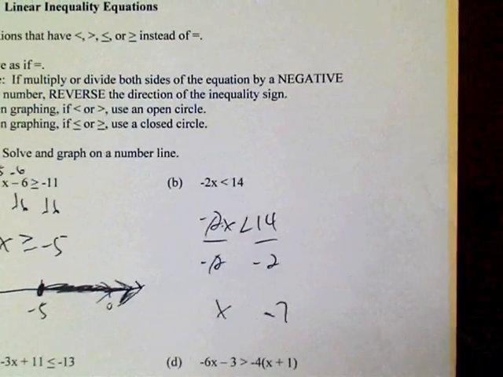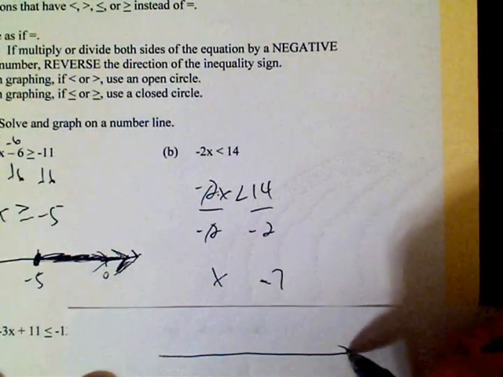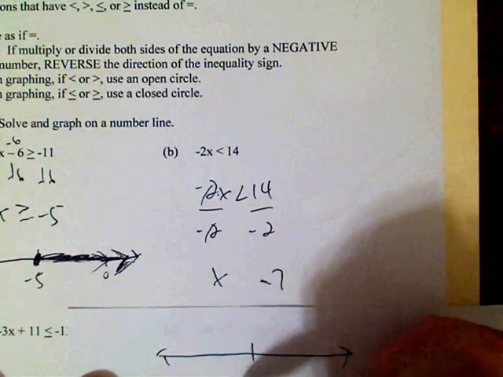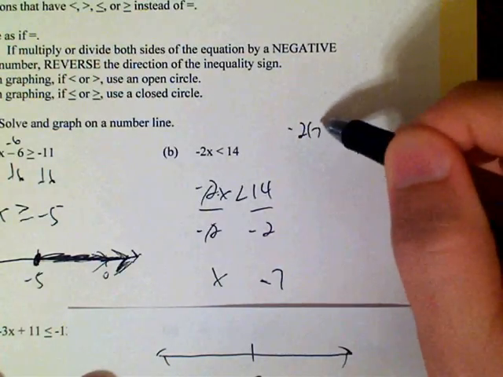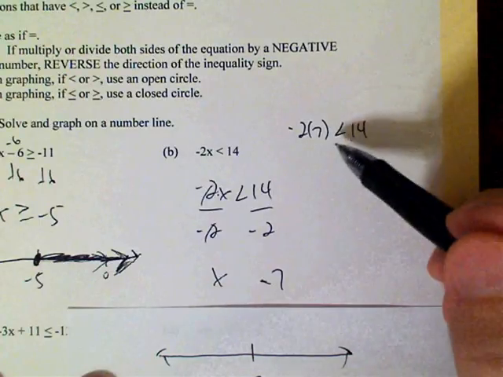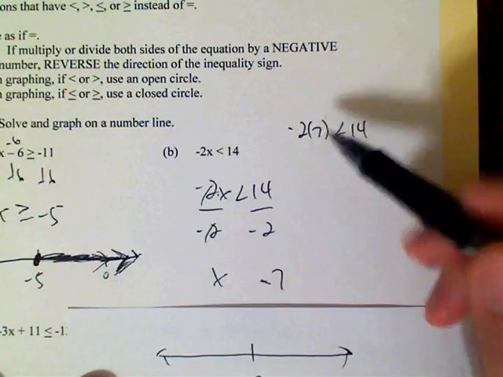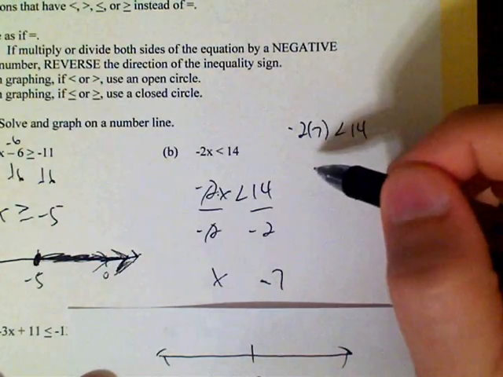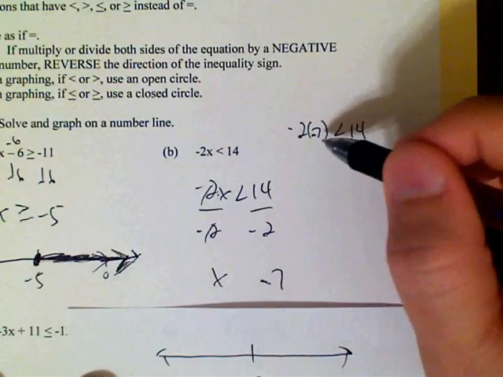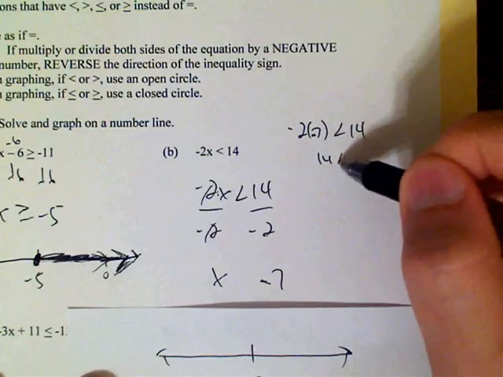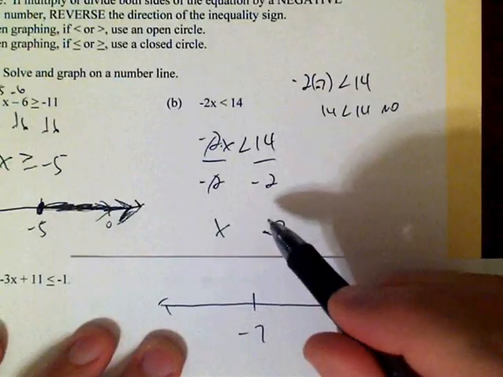First, when I draw my number line, I'm going to represent -7. Now I'll check it: is that a true statement? -2 times 7 is, oh my bad, it's -7. Don't make that mistake; signs get you every time. -2 times -7 is 14. Is 14 less than 14? No. So -7 is not part of our solution.